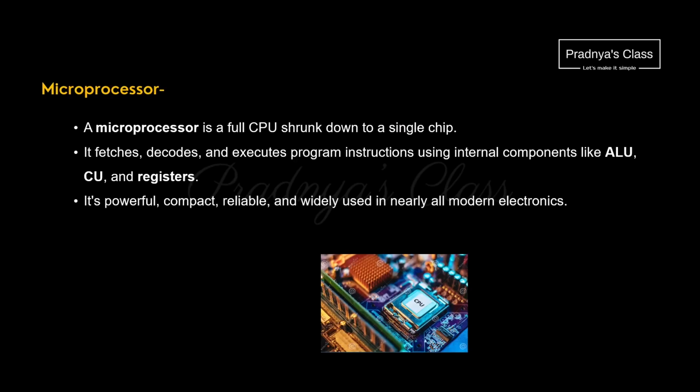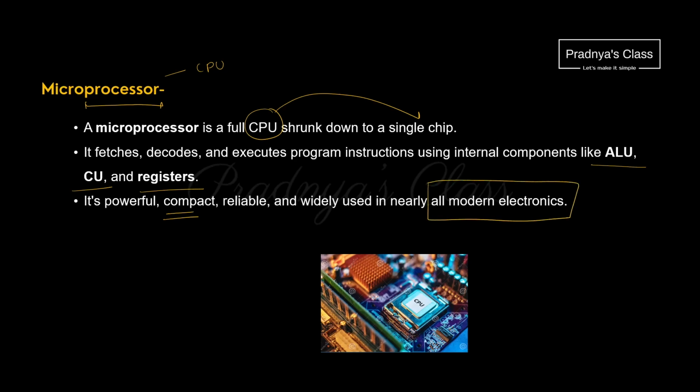Let's proceed to the next topic, microprocessor. Remember, processor is another name for CPU. So microprocessor means what? It is a compact version of CPU. So that is it. CPU shrunk down to a single chip. We already discussed that CPU will have arithmetic logic unit, control unit and registers. Why is CPU now in a compact version? Because we can use it in modern electronic devices.